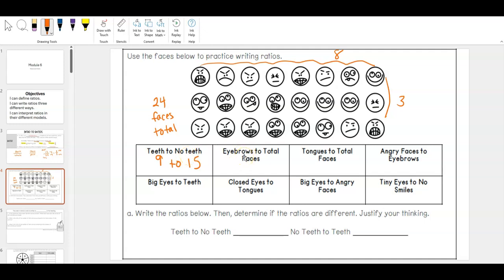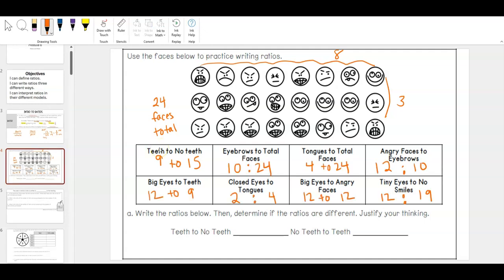Now, if you want to pause the video and try it yourself, feel free. All right, I went through and did all of the ratios here. Now, some of these are a little tricky. For example, tongues are the little guys with the little tongues. They almost look like teeth, like a little tooth, but they're sticking out.